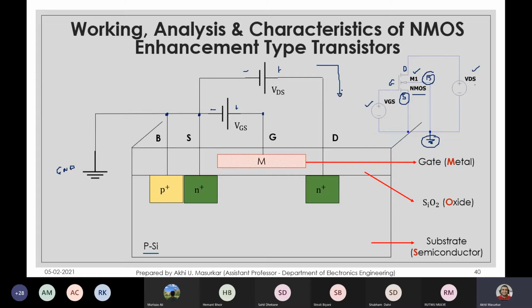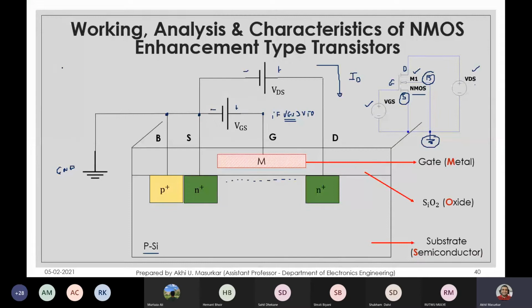And the current ID would flow like this. If VGS is greater than VTO, then there would be some channel here. So this current would flow through this channel, and the amount of current flowing through the channel will depend upon VGS. So VGS controls the conductivity of the channel. More conductivity, more current. Less conductivity, less current. So in a way, we are controlling the conductivity of the channel.